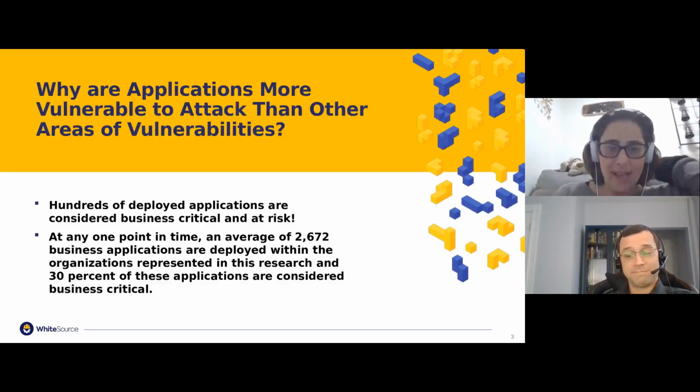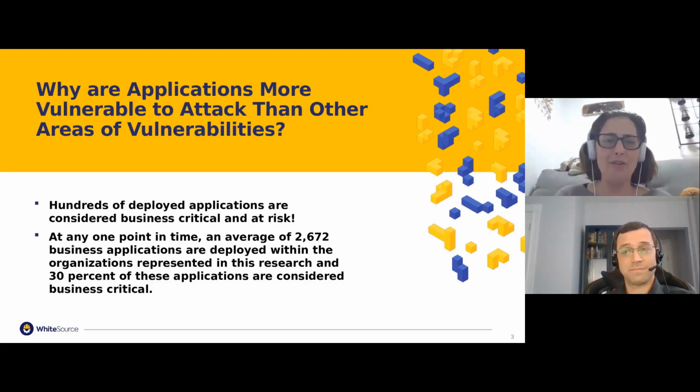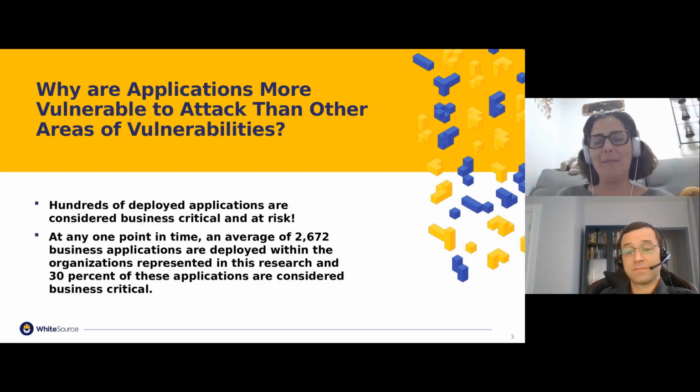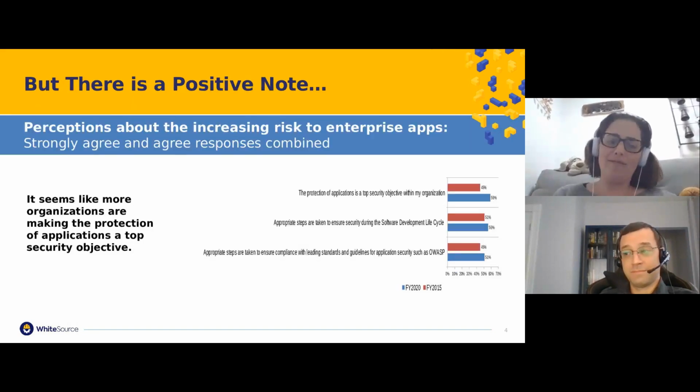So let's start. First of all, why are applications more vulnerable than any other area? Basically, it's all a matter of numbers. There are thousands of applications that are active at any point in time, and several hundreds of them are considered to be mission critical for the organization. And therefore, from that derive the high risk of those applications and the risk to the enterprise while operating them.